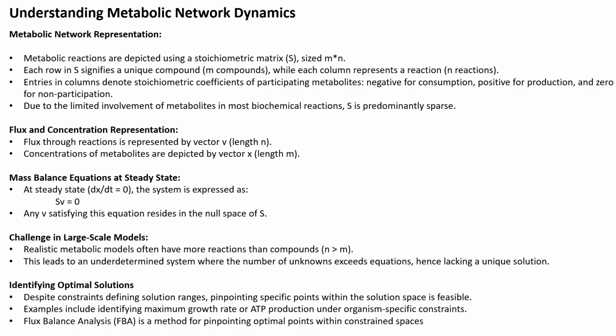In real life cases, realistic metabolic models will have more reactions than compounds. So the number of compounds in the cell is the limiting factor in metabolic reactions. The number of metabolites will be much lower than the number of reactions. One reason for that is that a single metabolite will be involved in a number of metabolic reactions.